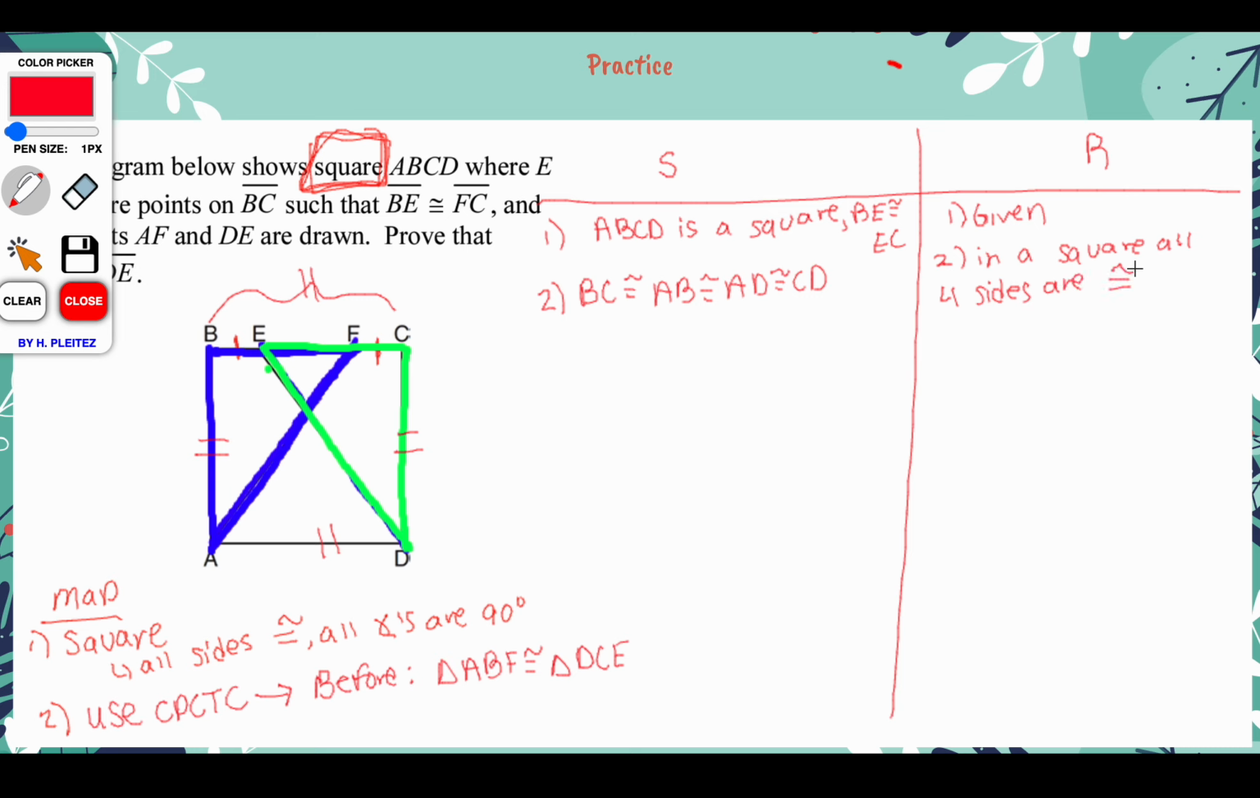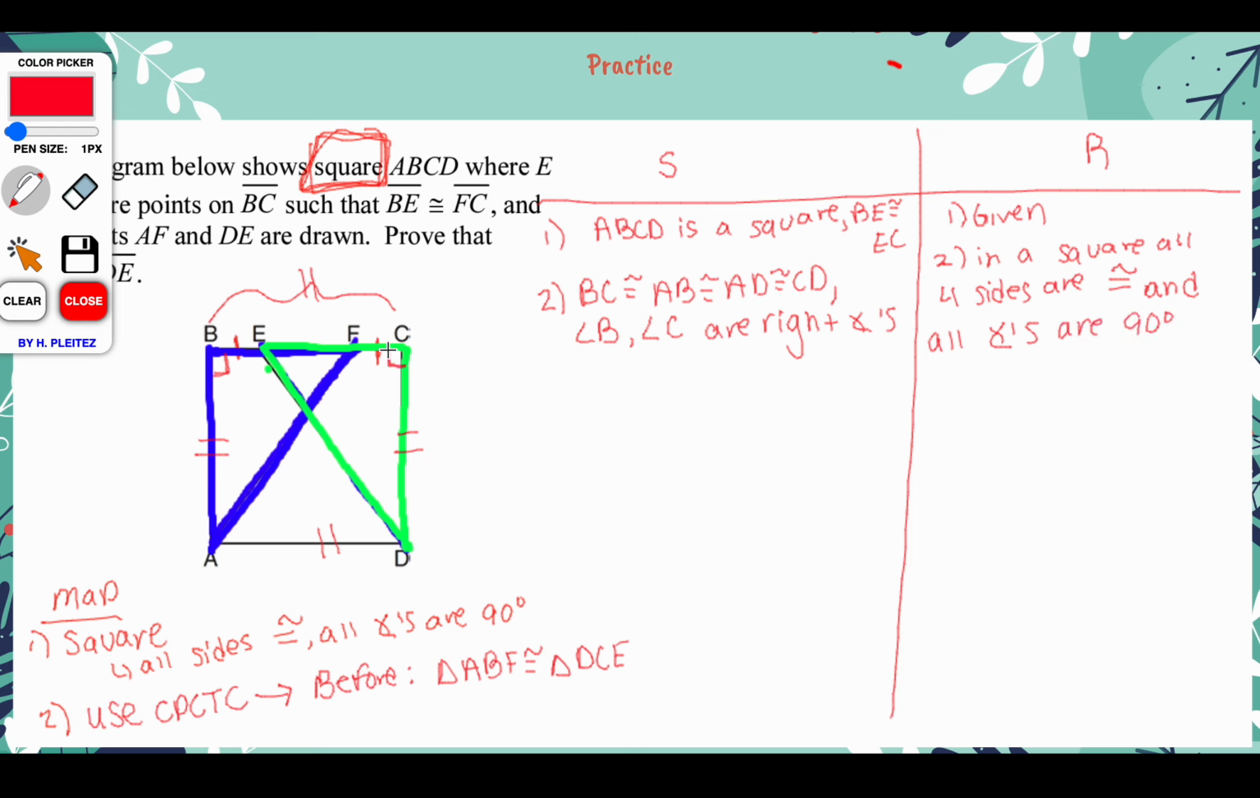And I'm going to combine this. In this same statement, I'm going to say that angle B, which is right here, and that angle C are right angles. And you can separate this. You can put a third one, but I'm going to add to my reasoning: in a square, all four sides are congruent, and all angles are 90 degrees. You could separate this if you'd like.